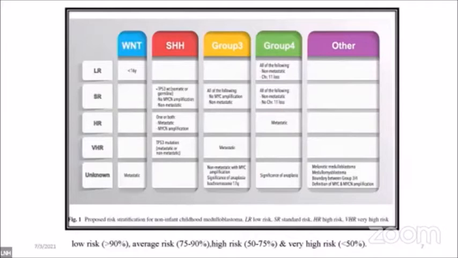they generally behave really well. The rest are coming in: in the sonic hedgehog group, which was considered to be average prognosis, people with TP53 mutations behave very poorly, even if the tumor doesn't metastasize. If the patient has a TP53 mutation, then their risk is high to very high risk. So based on all this, there is now a paradigm shift in the treatment philosophy.